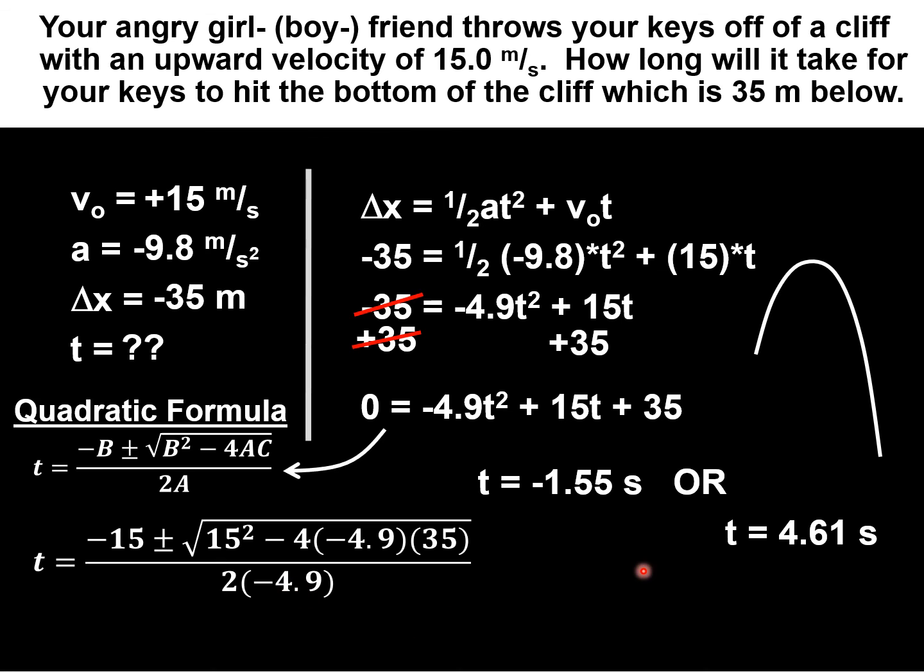Now which one is correct? This one or this one? Well, if you think about it, the positive answer makes most sense because a negative answer just means in the past. So if we look at the entire parabola, 1.55 seconds in the past from where we threw it, that's the other side of the parabola. So that's why we get 2 times, because we're dealing with two sides of a parabola. So obviously it's going to make sense that 4.61 is going to be our time.